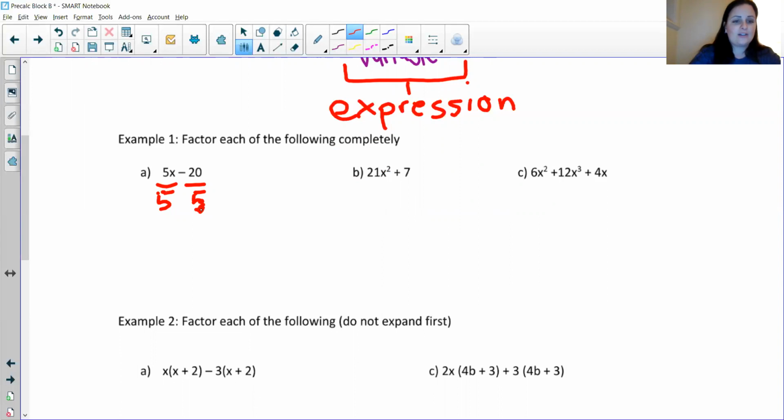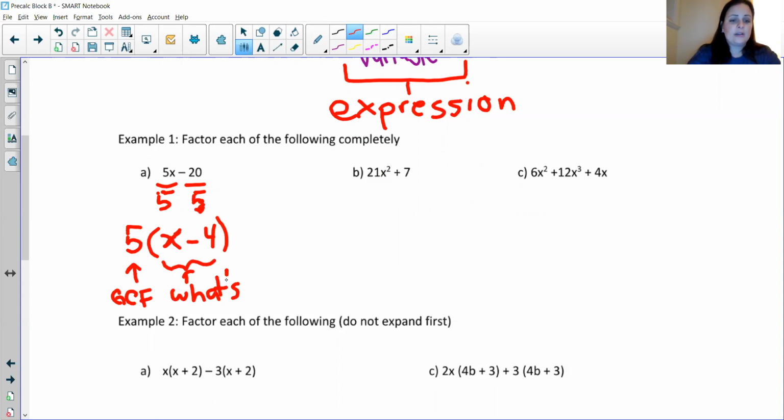So to write this in the factored form, we would write 5, because this is our greatest common factor. And then we would write what the result is if we were to divide 5 into both of these expressions. So 5x divided by 5 leaves you with 1x. But of course, because we're lazy mathematicians, we don't write the 1. And negative 20 divided by 5 is negative 4. Okay, so what goes into the bracket is basically what's left after you divide that greatest common factor out.